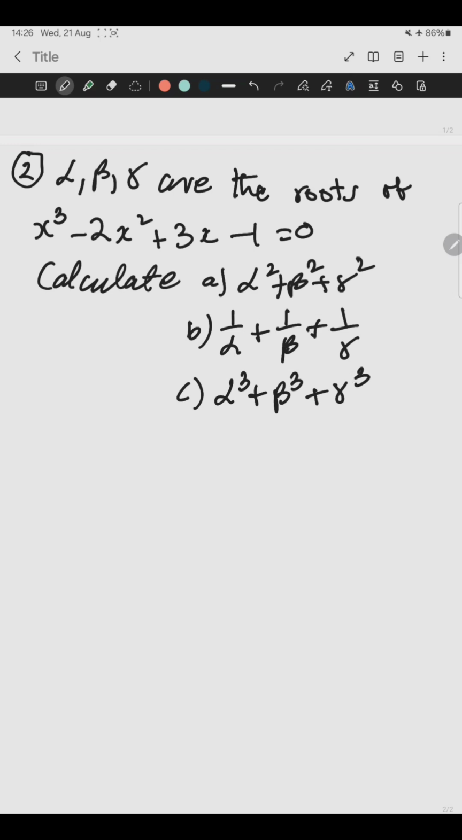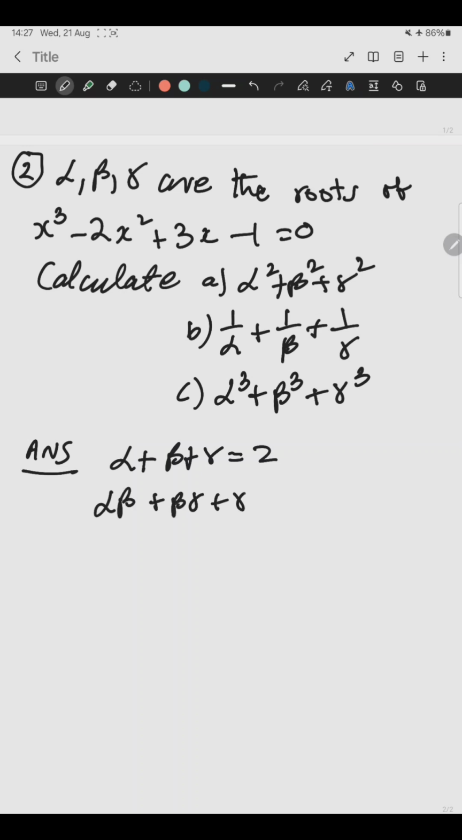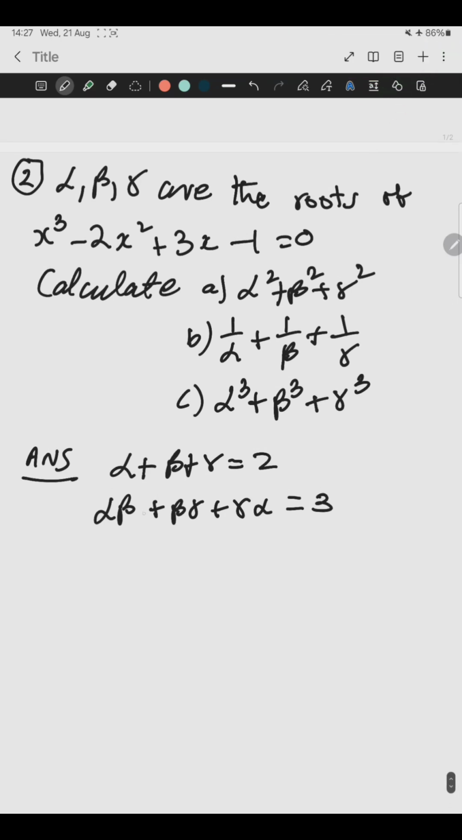Let's write down first of all what we know. The sum of the roots, alpha plus beta plus gamma, is 2. The sum of the roots taken in pairs, alpha beta plus beta gamma plus gamma alpha, is 3. And the product of the roots, alpha beta gamma, is minus minus 1, which is 1. So we can start off now.